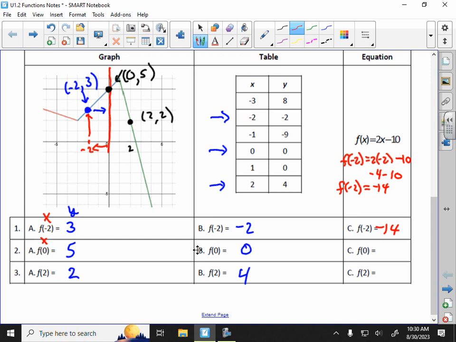All right, so if we try 0, f of 0, again, we're going to plug 0 in for x. Again, order of operations. So 2 times 0 is 0, minus 10 is negative 10. And then plugging 2 in, 2 times 2 is 4, 4 minus 10 is negative 6. Okay, again, the number in the parentheses is your x value, and the number on the right side of the equal sign is the y value.